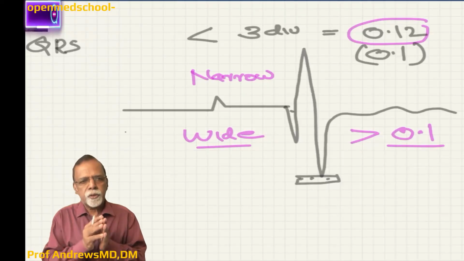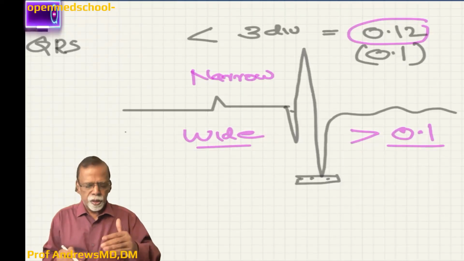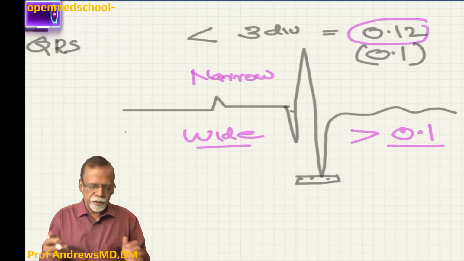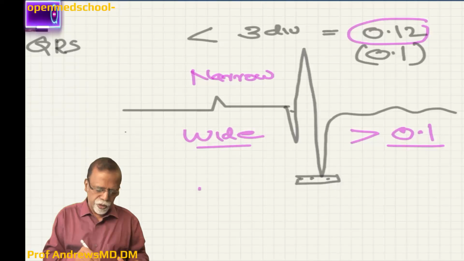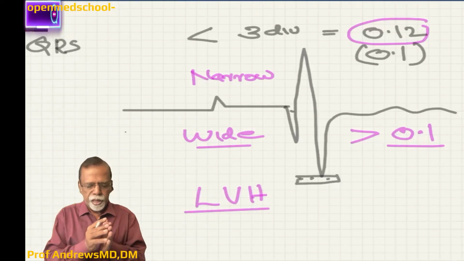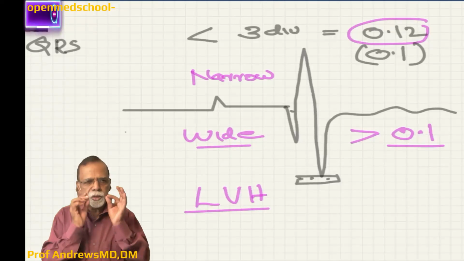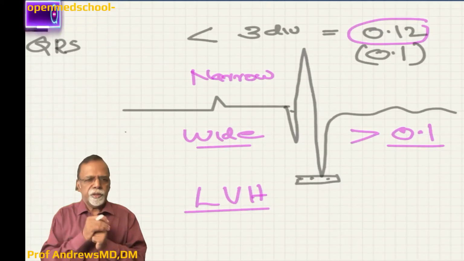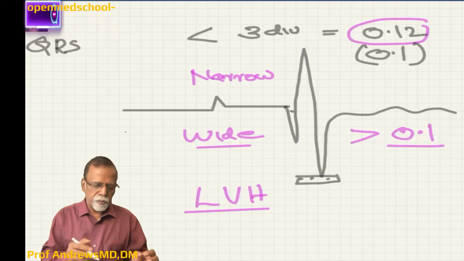So when you are looking at the QRS complex, this is what you have to look for. Then there is the height of the QRS: when the ventricle is hypertrophied, the height increases. This we will study when we discuss ventricular hypertrophy. So here we are mainly concerned with the breadth. Remember, the QRS complex should be less than 3 divisions. When it is more, the QRS will be wide.